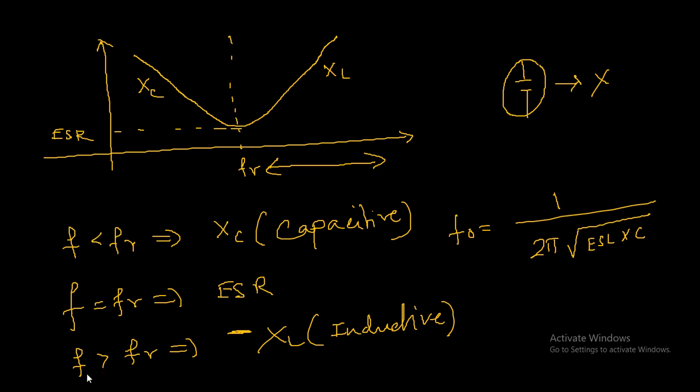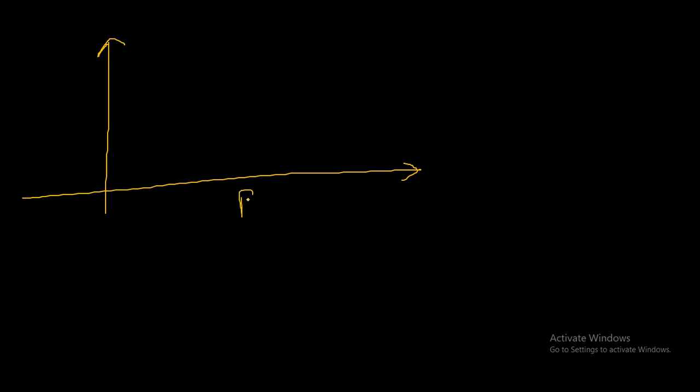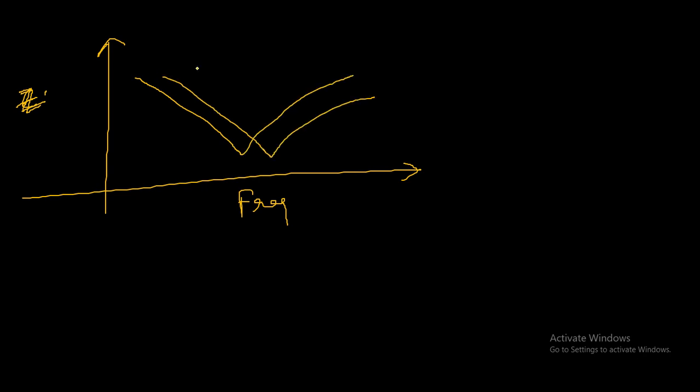Whenever you choose a capacitor, look in the data sheet, where they provide the frequency versus impedance graph. It will look like this type of curve. From there you can decide effectively whether the selected capacitor, in your frequency region of operation, will be effective as a capacitor or not.